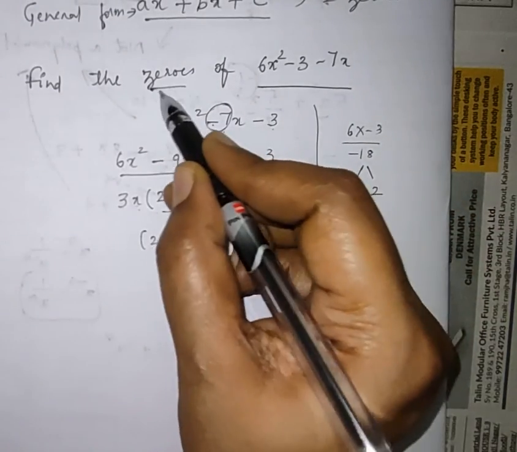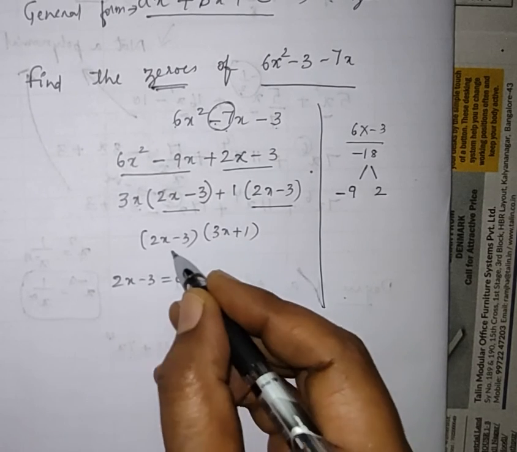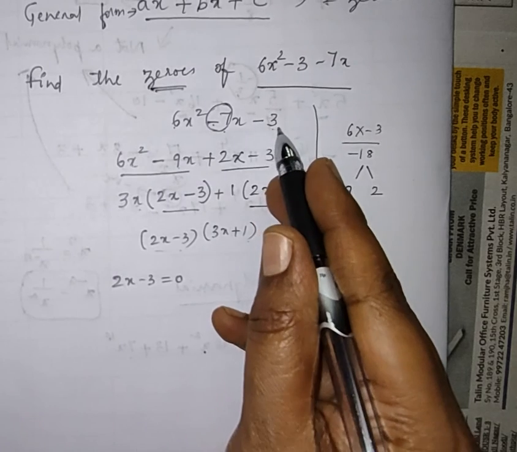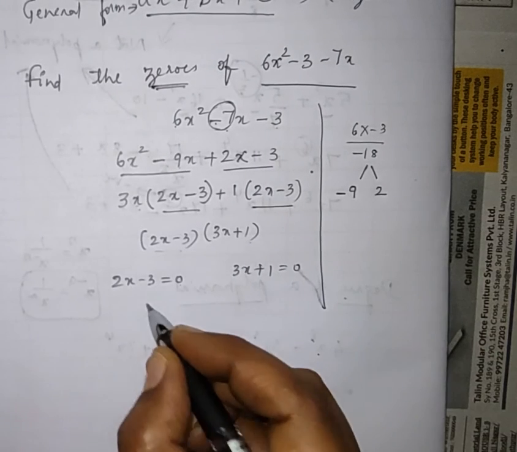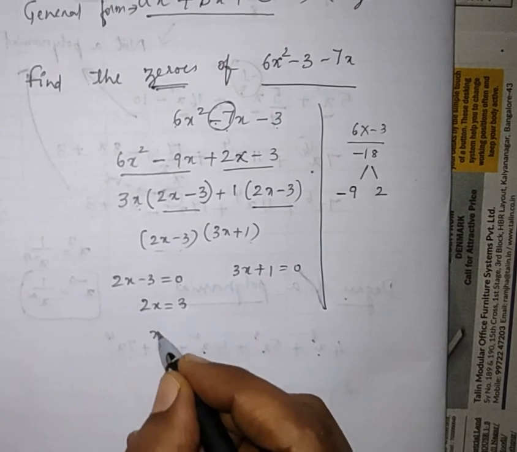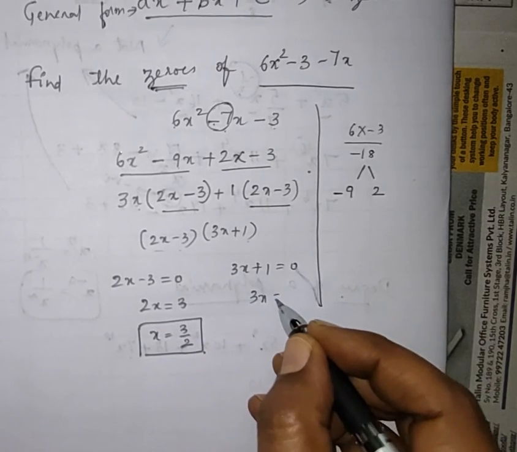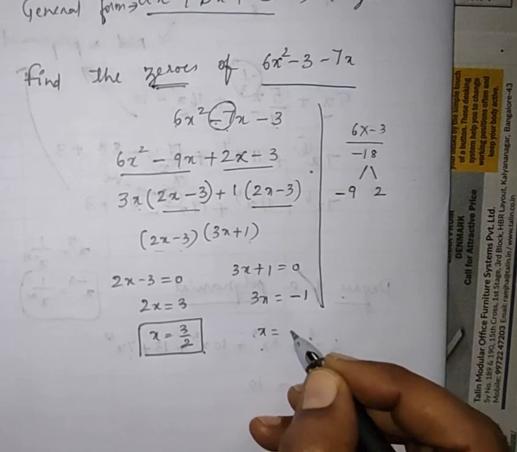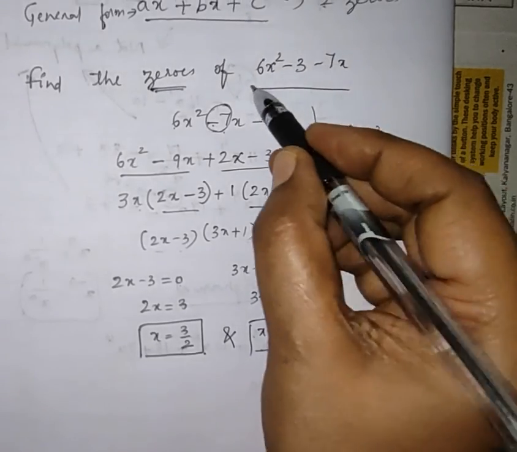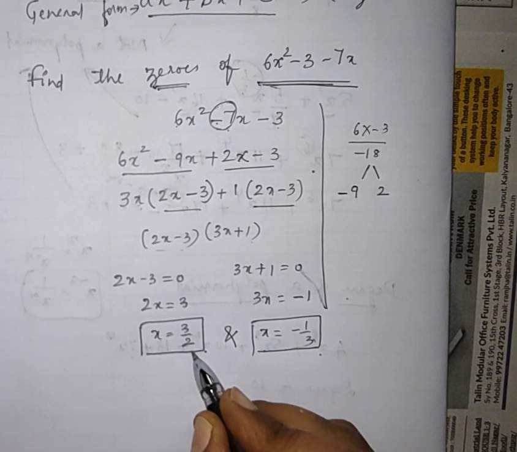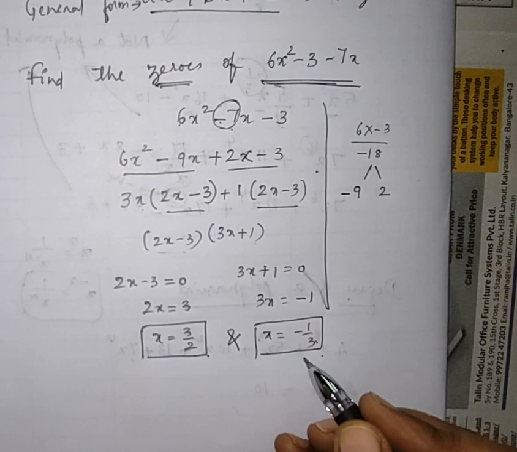But what's the question? Find the zeros. So after this step, what we have to do is equate each factor to 0. This is a factor, and this is a factor of this quadratic polynomial. Equate each factor to 0 and get the x value. 2x is 3, so x is equal to 3 by 2. This is 1 zero. 3x is equal to minus 1, so x is equal to minus 1 by 3. This is the other zero. So what are the zeros of this polynomial? x is equal to 3 by 2 or x is equal to minus 1 by 3 are the zeros of the polynomial.